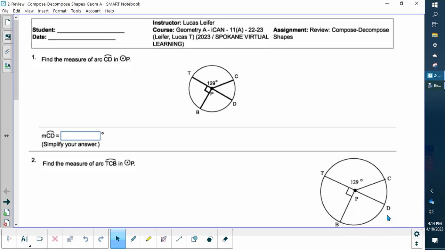Okay, this is Unit 2 for Geometry A. It's called Compose and Decompose Shapes. I just call it the Shapes unit. It's going to start off with circles, so here we go.